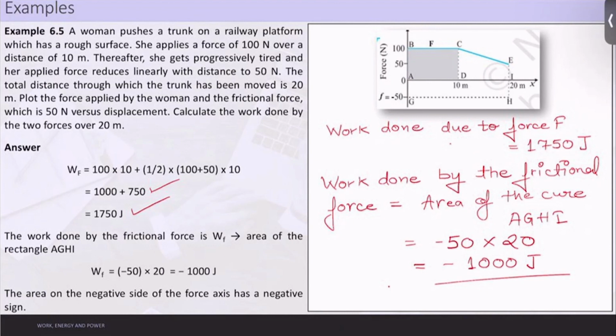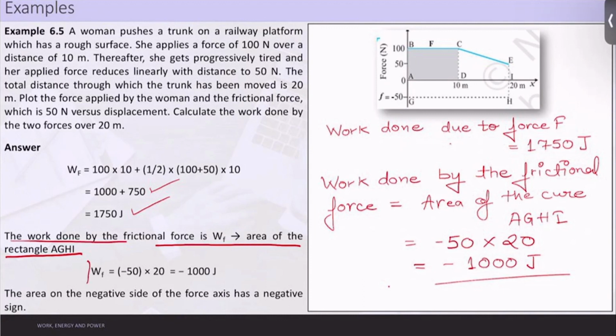That is how you can find the area under the curve, or basically the work done by the frictional force. As it is written here also, the work done by the frictional force is nothing but the area of the rectangle AGHI.